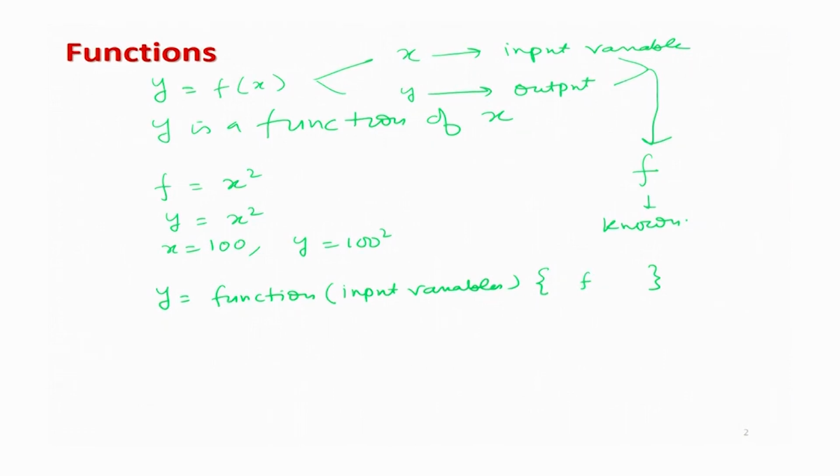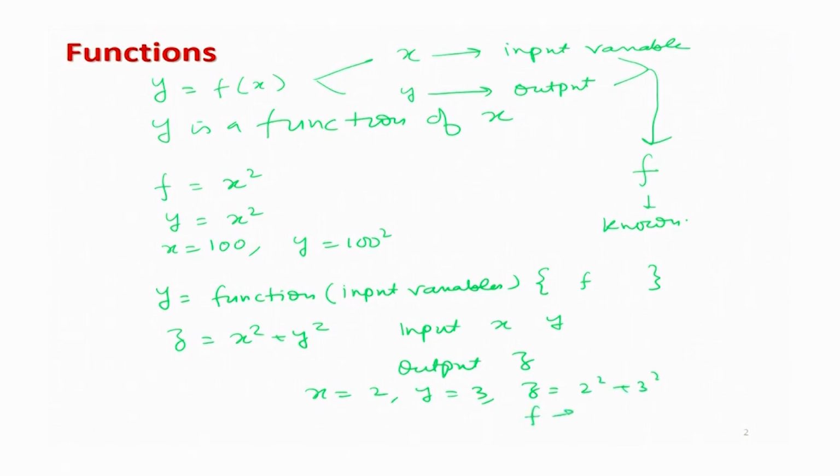Similarly, if I write z is equal to x square plus y square, this means your input variables are x and y, and your output variable is z. So if you take x equal to 2, y equal to 3, then z is going to be 2 square plus 3 square, and your f is a square function and then a sum. This is the same thing I am going to do in this lecture today. So let us begin our lecture and try to understand it.